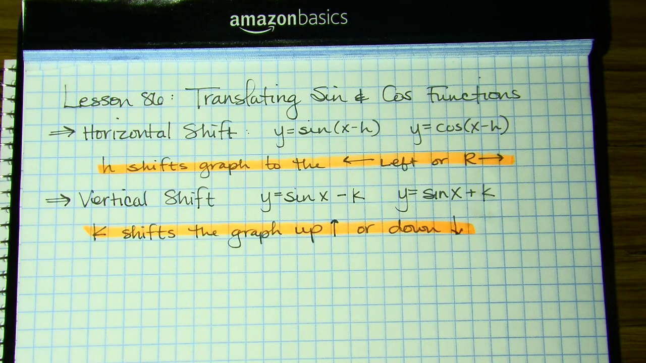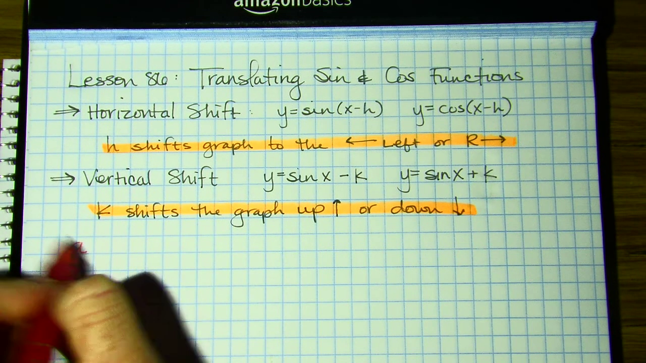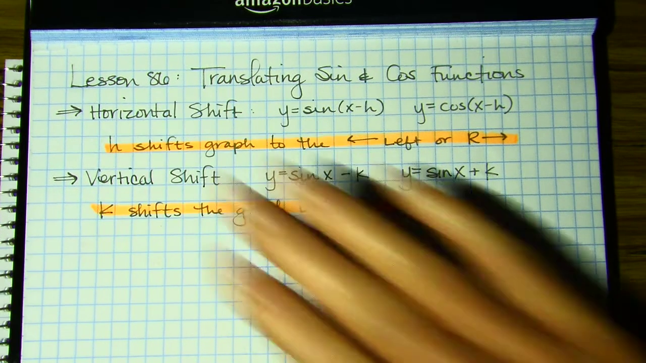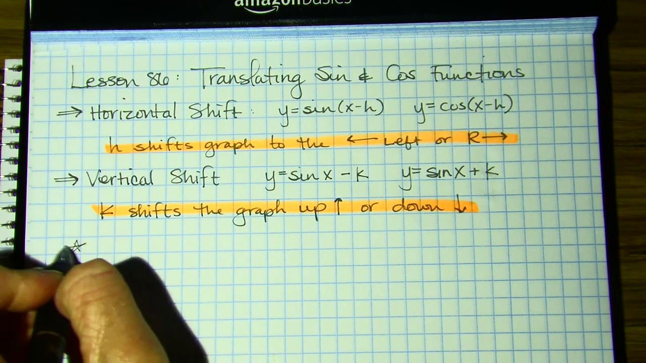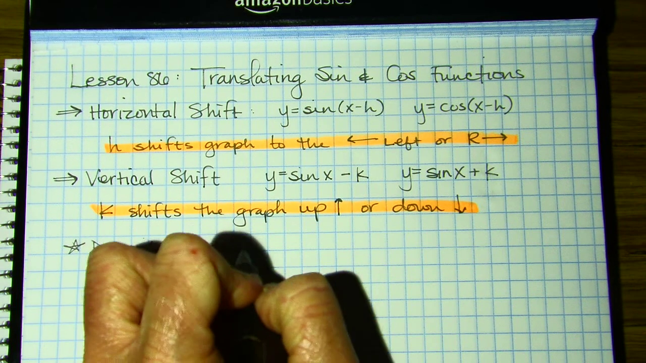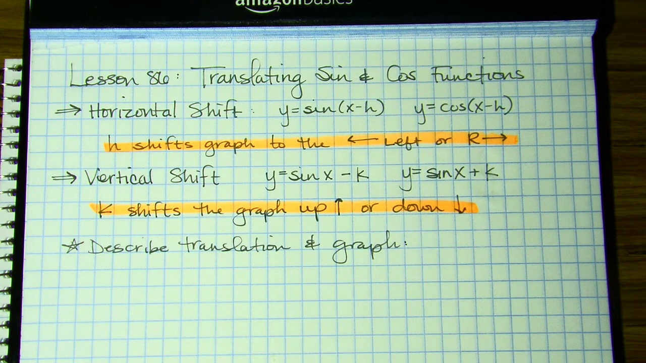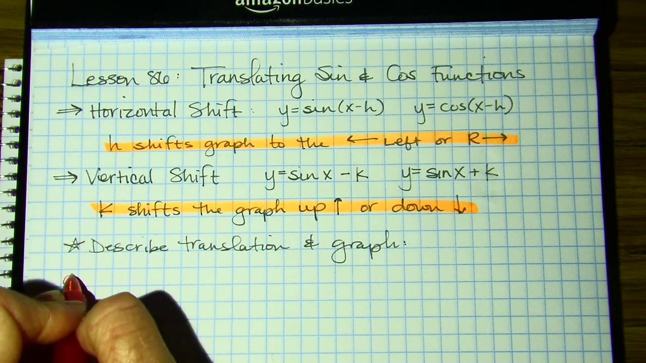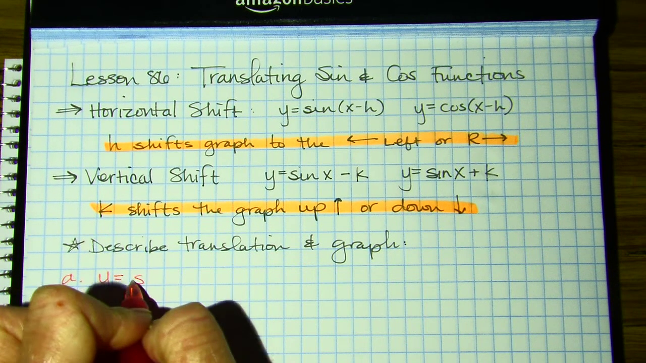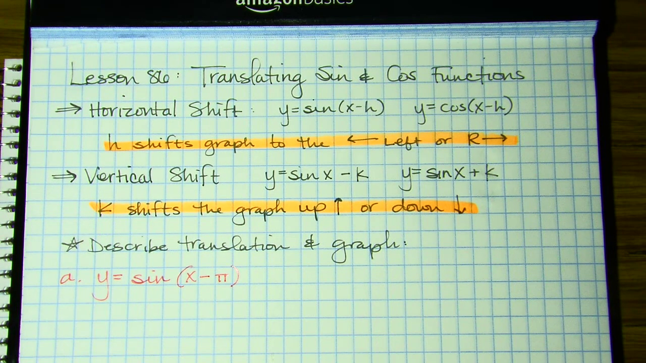So we're going to actually practice this by doing the lesson practice. So lesson practice for lesson 86, I don't have the page number next to me. And for all of these, we are going to describe the translation and graph. So part A, y equals the sine of (x minus pi) radians.